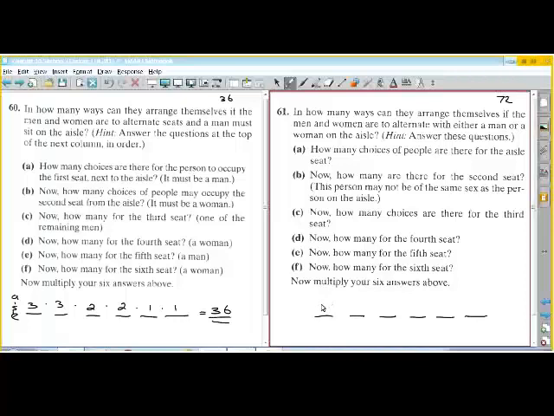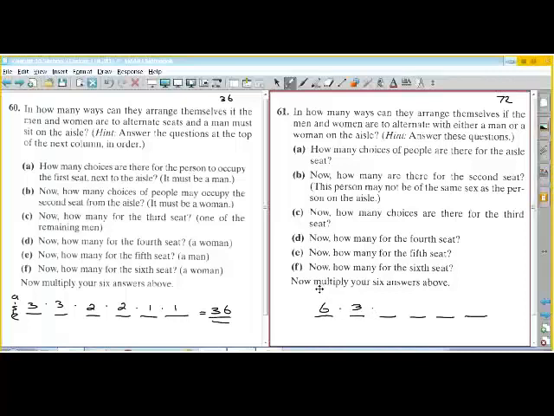So I'm going to do it a slightly different way. I'm going to say when we choose the first person, there are going to be 6 people to choose from because I haven't decided whether it's a man or a woman yet. But once I've chosen that person, if it's a man, then the next one has to be a woman. If it's a woman, the next one has to be a man. So the next choice, there's going to be only 3 to choose from because I haven't chosen, say it's a man, I haven't chosen a woman yet, so all the women are left.